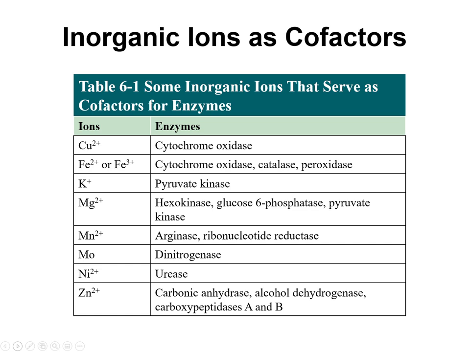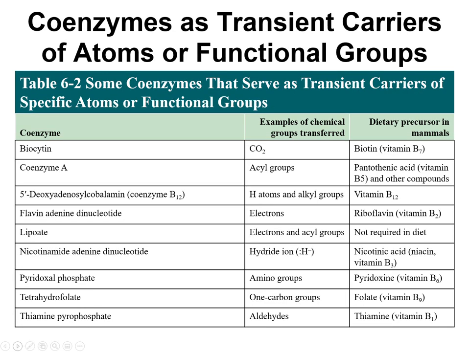These are some examples of inorganic ions as cofactors. You don't need to memorize this, just understand the concept that you can have various ions acting as cofactors. And the same for the coenzymes. No need to memorize this, but this gives you an idea of all the different types of coenzymes that you might see.